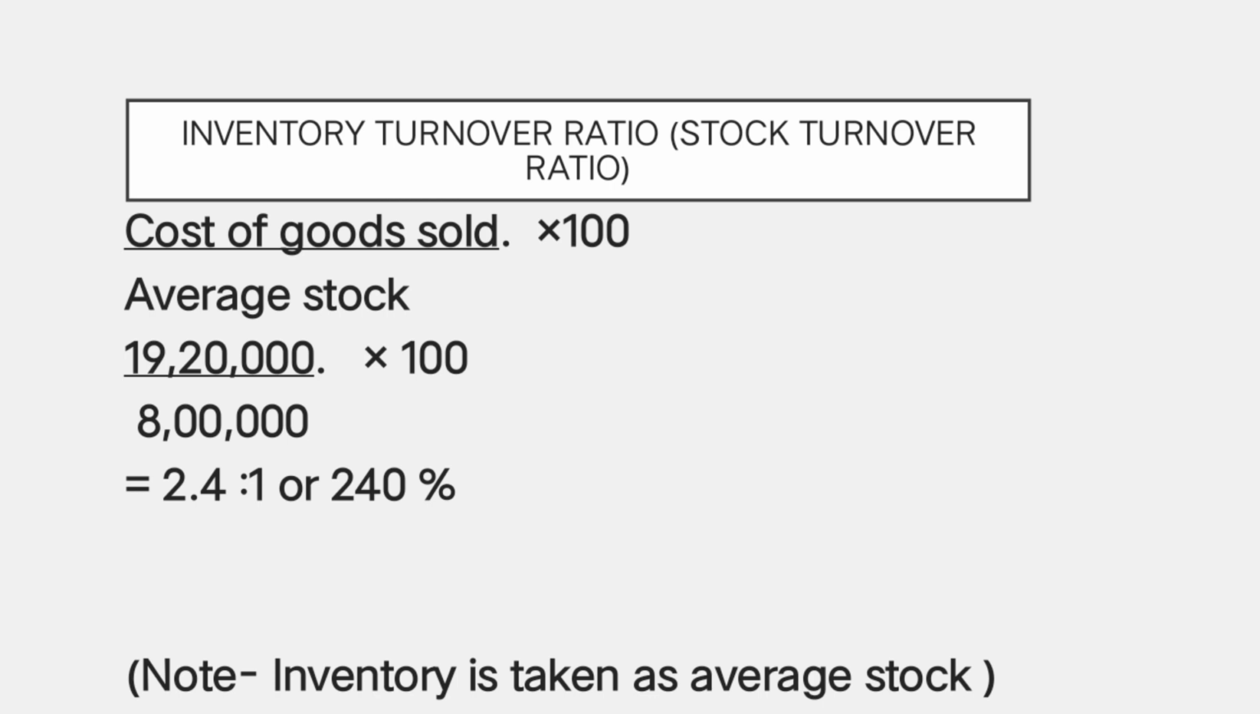Third one, inventory turnover ratio. This one is a new one, which is also called stock turnover ratio. Inventory in the sense stock. What is the formula for that? Cost of goods sold divided by average stock.